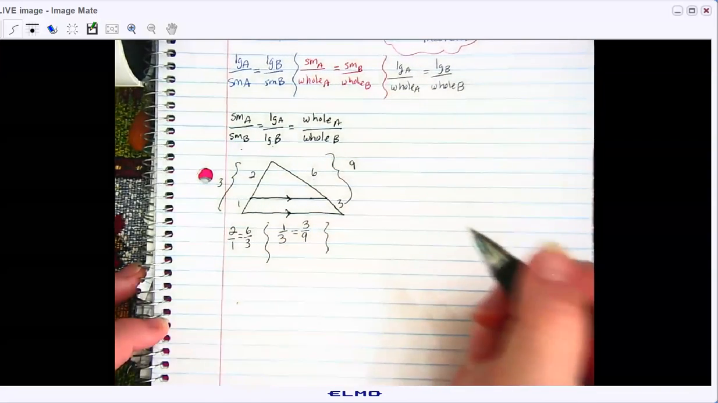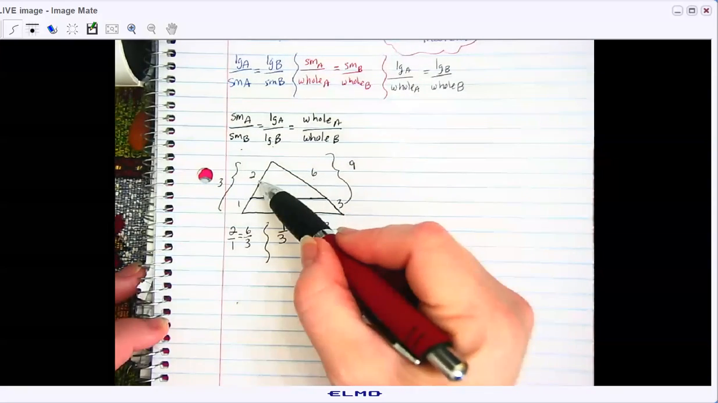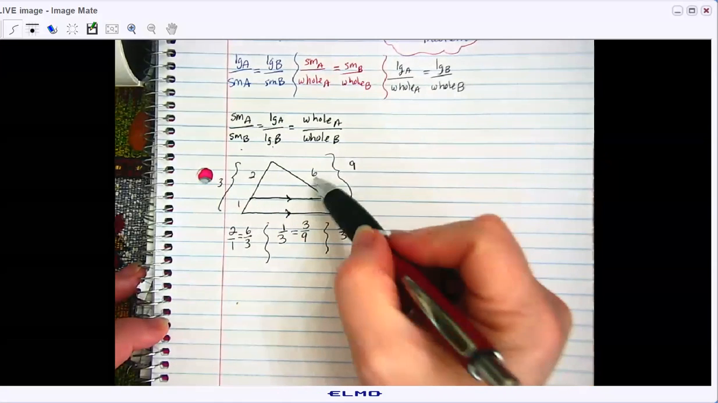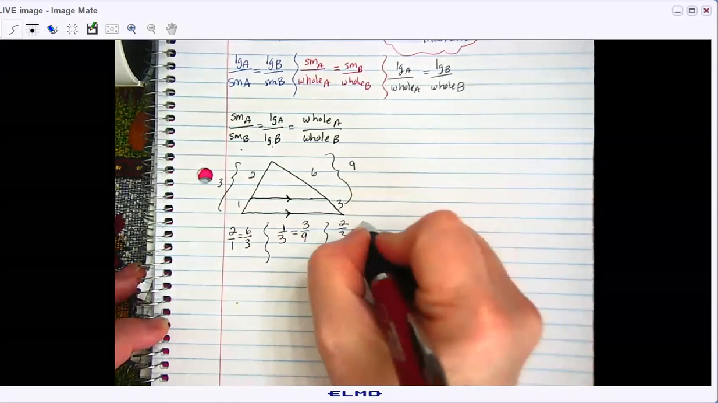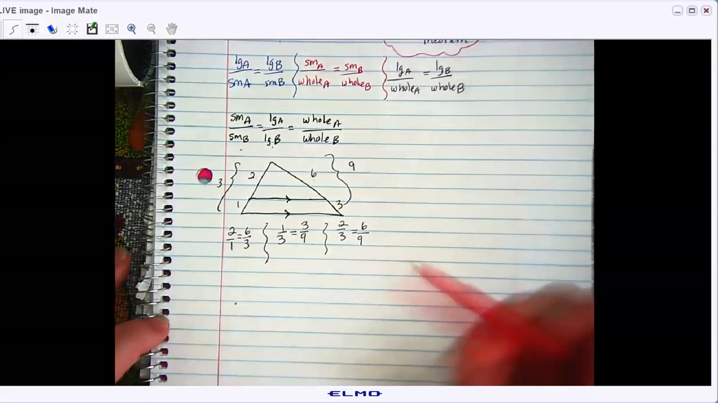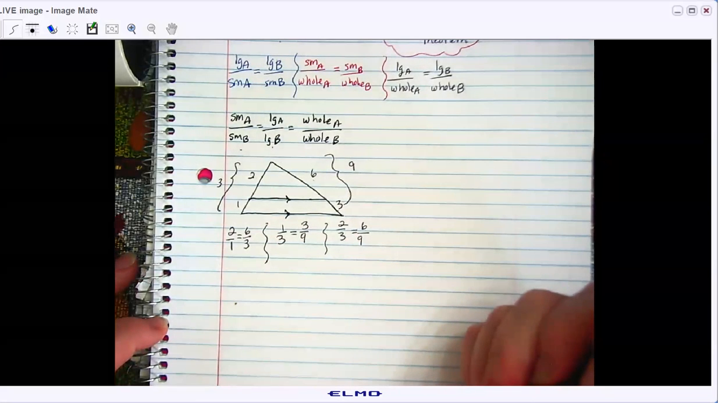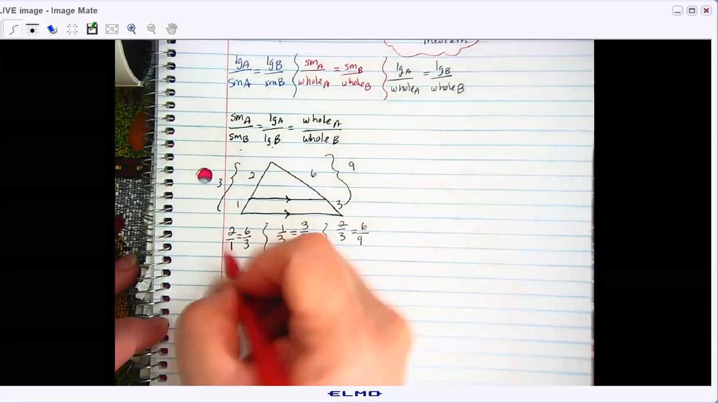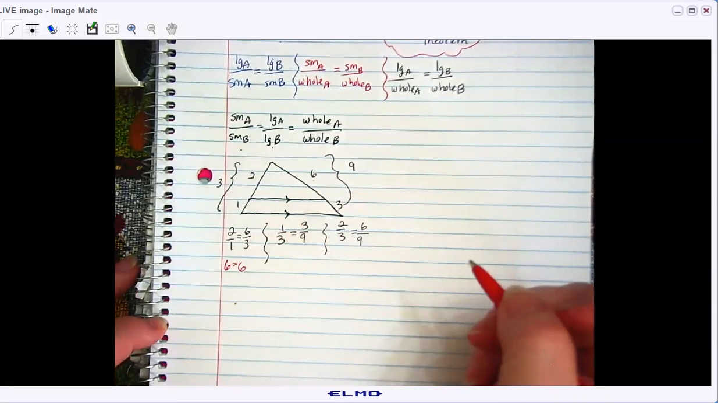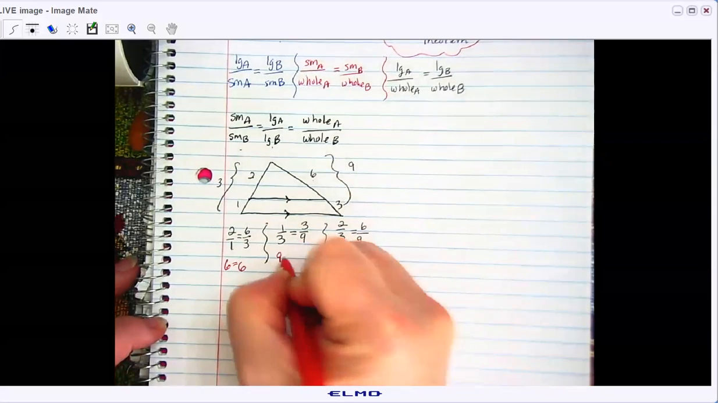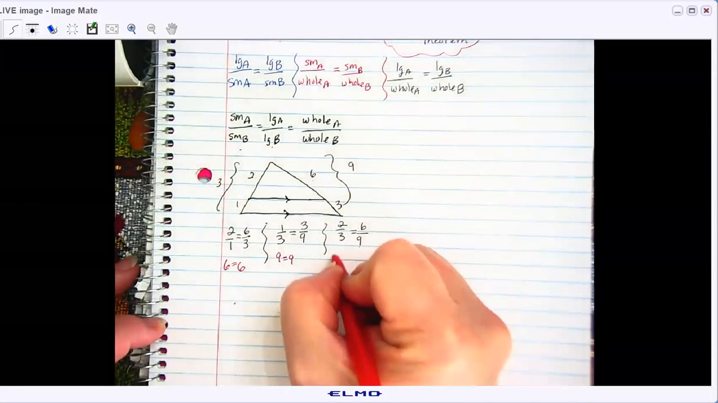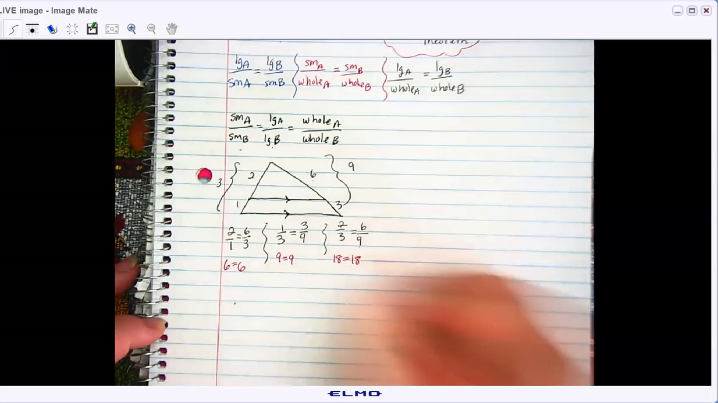Okay. We could also do the large part of A over the whole part of A. We could do the large part of B over the whole part of B. And if we really wanted to know if they were equal and we weren't sure, we couldn't see that they were equal, we could always cross multiply. So 2 times 3 is 6, 6 times 1 is 6. Those are equal. 1 times 9 is 9, 3 times 3 is 9. Those are equal. 2 times 9 is 18, 6 times 3 is 18. So they are equal.